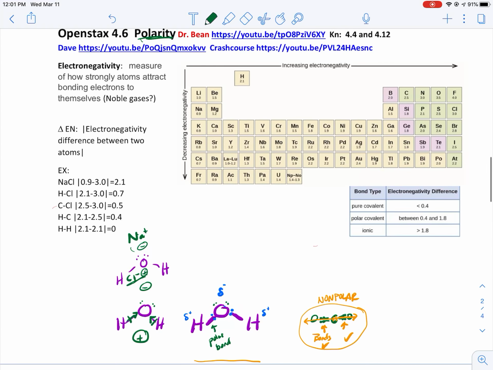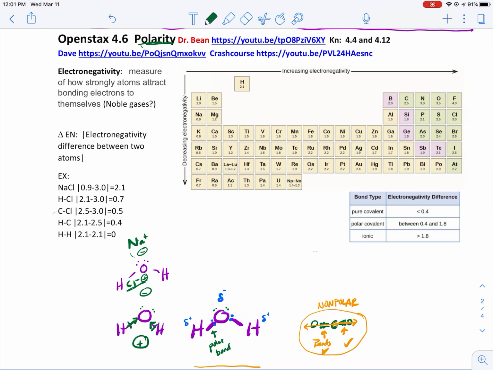So we're going to take a step back, and we're going to look at the bonds really quick. And again, there are some great videos on this topic. We are not doing this Newton homework on it. So electronegativity is the measure of how strongly the atoms attract bonding electrons to themselves. I was showing that in this example down here.